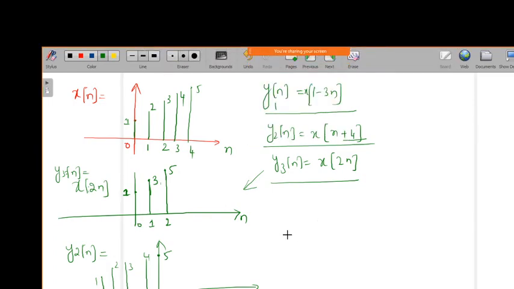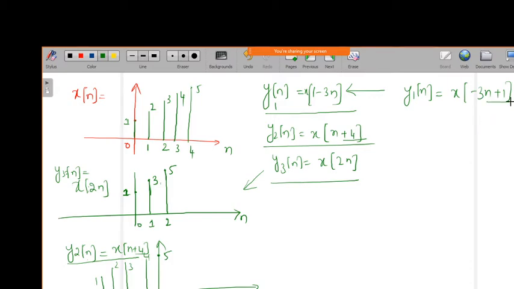It is visible now. Yes, sir. Okay, so now this is y2 of n, which is given by x of n plus 4. So now this one you do. Now what we can write is y1 of n, which is equal to x of minus 3n plus 1. Can I write like this?